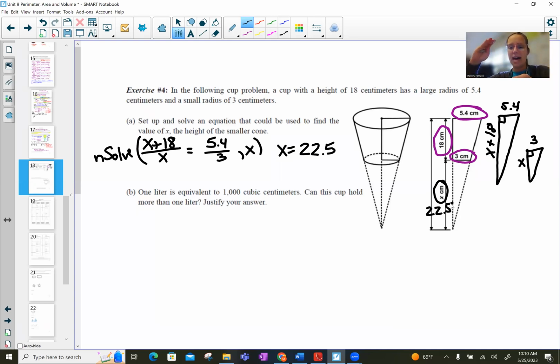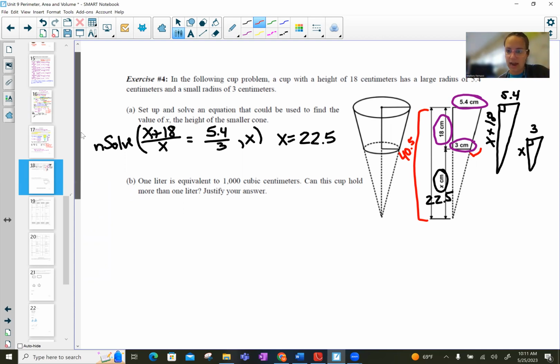So we know that the bottom is 22.5, and then for the height of the whole thing, just add those up, 18 and 22.5. I would get 40.5. Yes, that's right. I second guess myself every time. So we have everything that we need now.